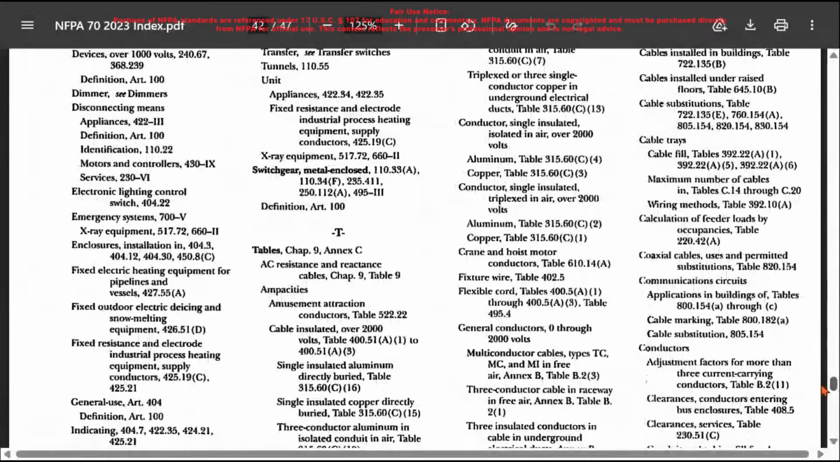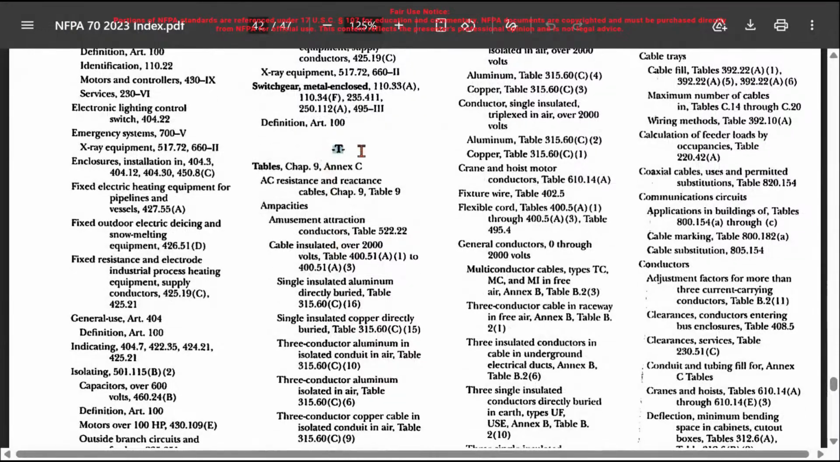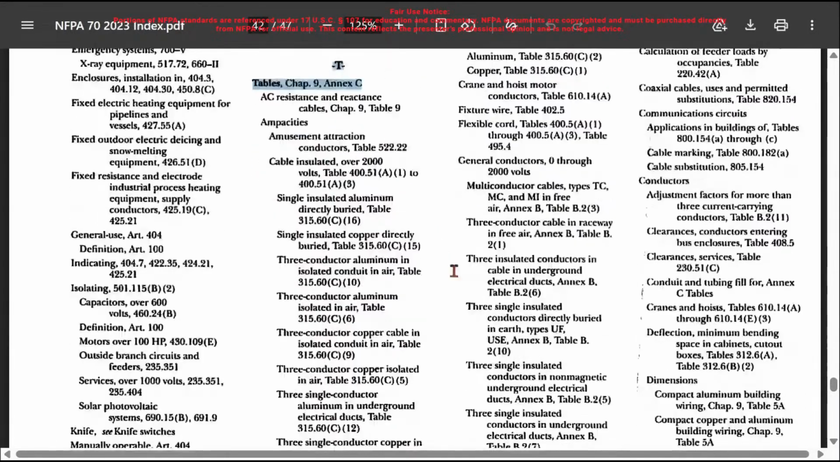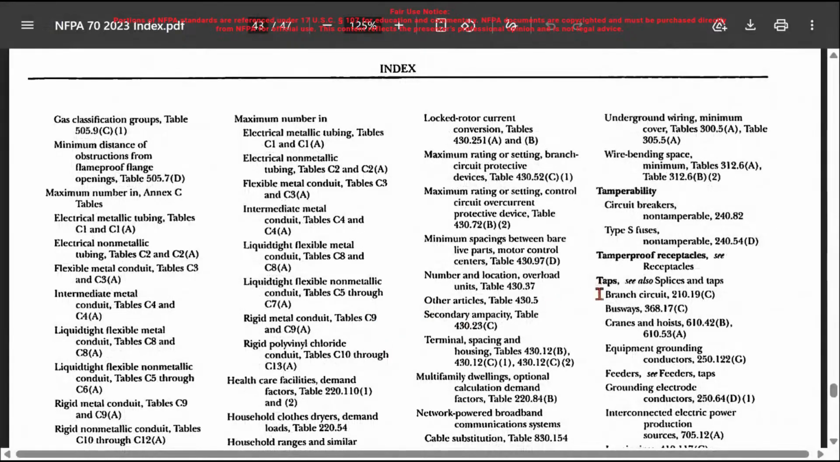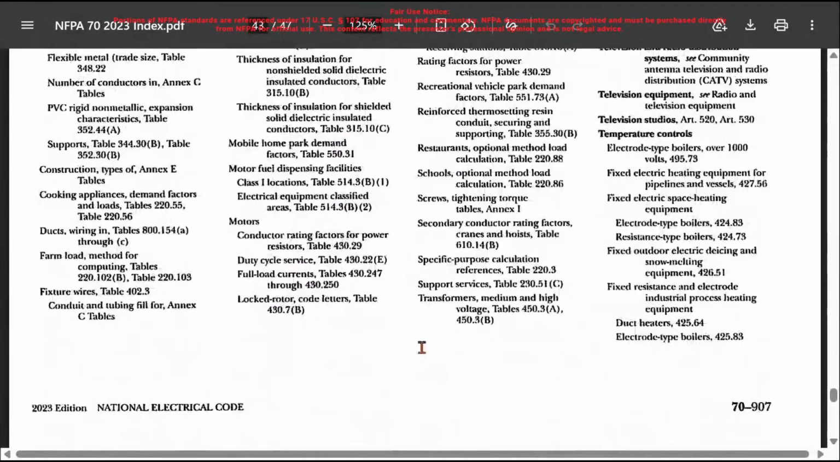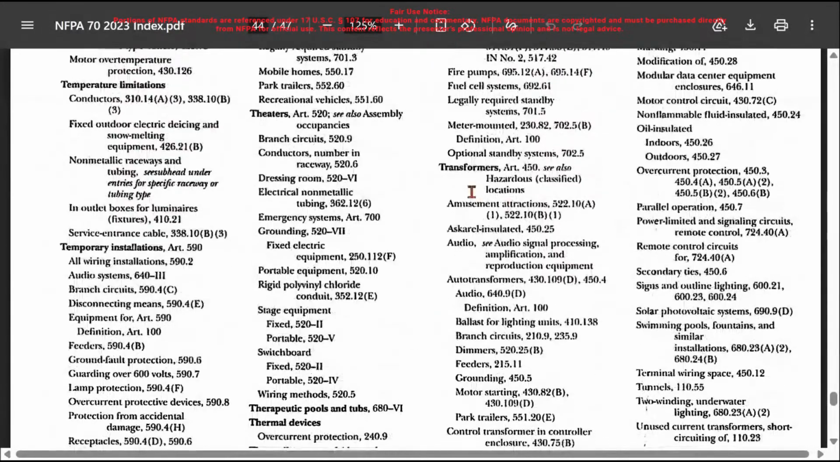And once we get down into transformers, so here's T. All right, so let's go through here and get down into transformers and see what we have. It's TA. All right, transformers. Well, we know that it is 450 because it says it right here.